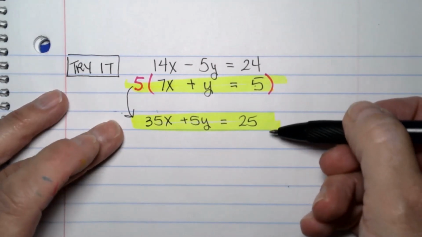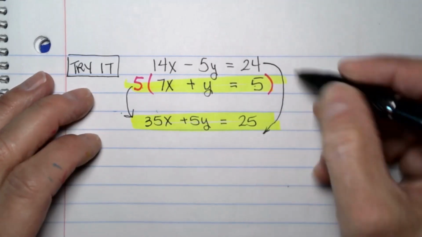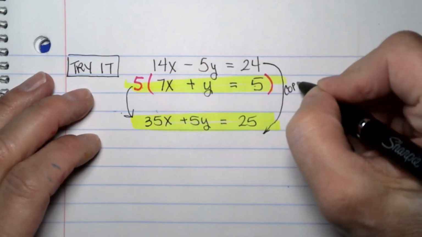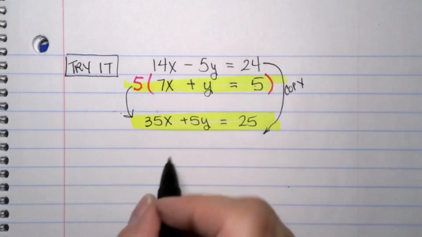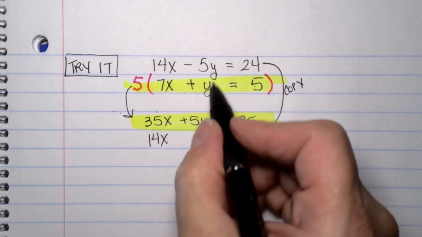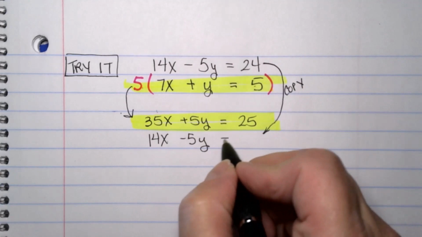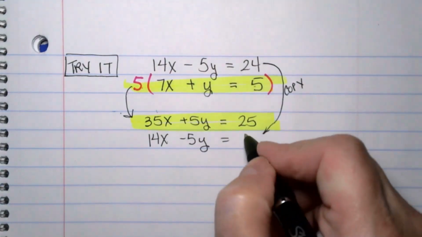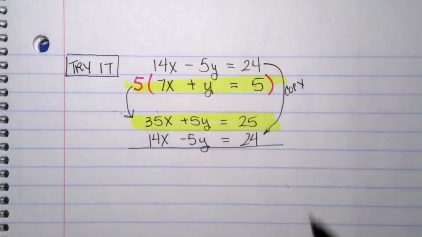So now I'm going to take the other guy and just copy it and put it right here. There is no rule that says top equations have to stay on the top or anything like that. I'm just going to line them up. 14x is going to go here. Minus 5y is going to go there. Equals, and this 24 is going to go under the 25. I kind of flip-flop things here a little bit, but the math is still the same. It's all good.